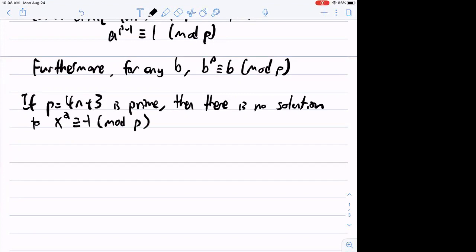So without loss of generality, we can assume x is not divisible by p, right? Because if x was divisible by p, x is congruent to 0 mod p, and 0 squared is clearly not negative 1. So clearly x has to be coprime to p. It's represented by some number between 1 and p minus 1, right?